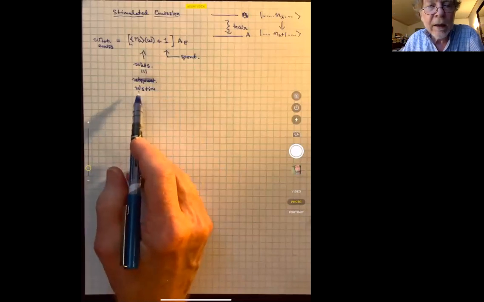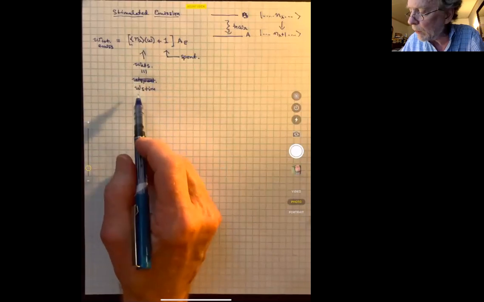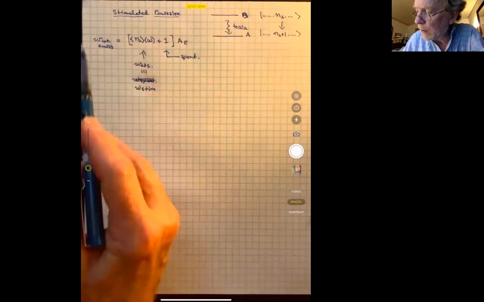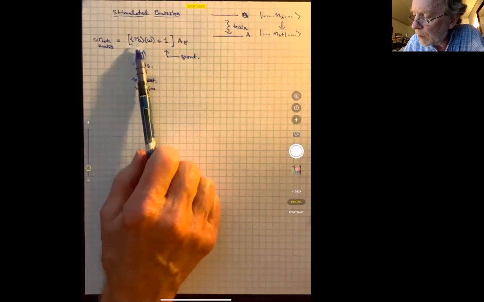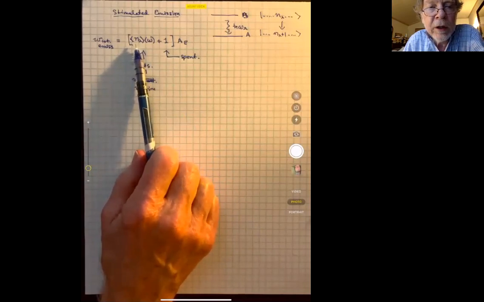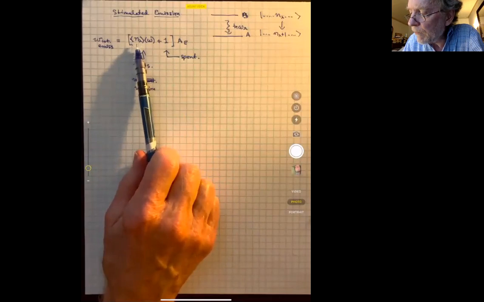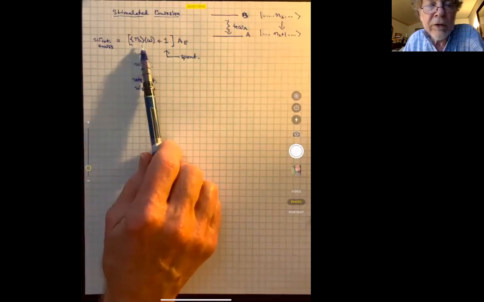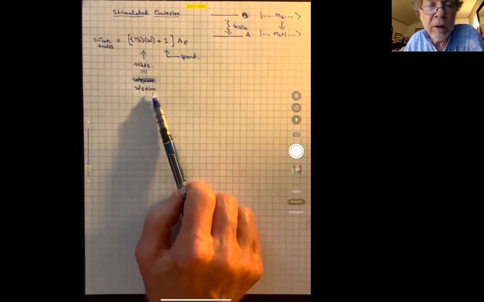Why do we call it that? It's just a definition. It's the same as the rate of absorption by the calculation, but why do we call it the rate of stimulated emission? The reason is that it's proportional. What it's saying is that the probability of making a transition into mode lambda is proportional to the number of photons that are already in mode lambda. So in effect, the transition has been stimulated by the presence of photons that are already in that mode.